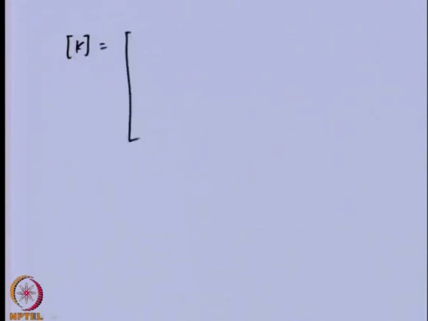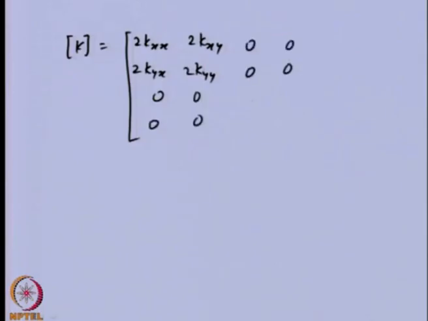Earlier this stiffness matrix had only diagonal terms. Now, because of cross coupled terms, we have off diagonal terms also. And these terms are corresponding to the moment balance.